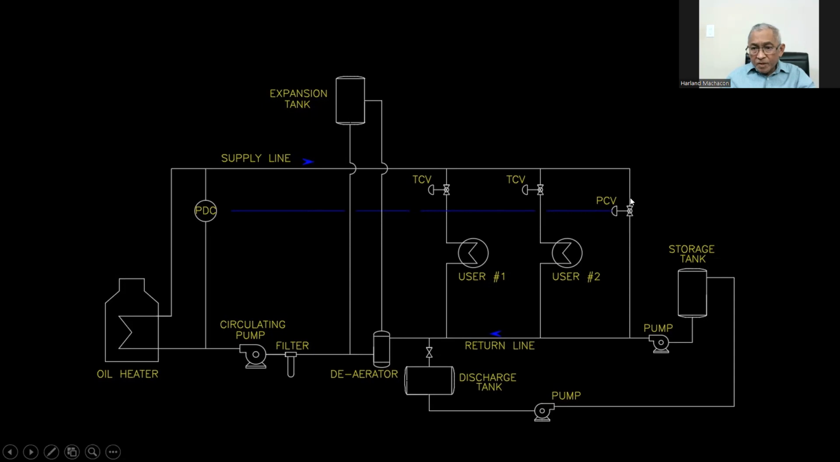We have a bypass line here. We have a pressure control valve. So if the differential pressure here is high, it will open this pressure controlled valve, so that we will have the bypass line open. So circulation of the oil will not be disrupted. And you have here your temperature control valve. So if you need a higher temperature, it will allow more oil from the supply line to go through user number 1.